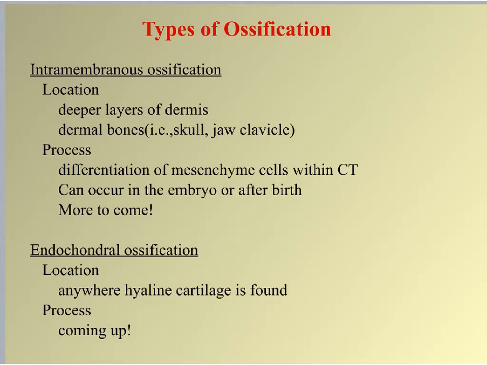This is going to be part 2 of the skeletal system lecture, and in this lecture we're learning about the different types of ossification. And remember that ossification is one of the ways in which bone is formed. So these two types of ossification are the ways in which bone is created. So you've got intramembranous ossification and endochondral ossification.